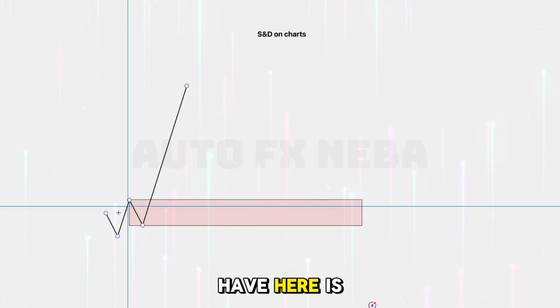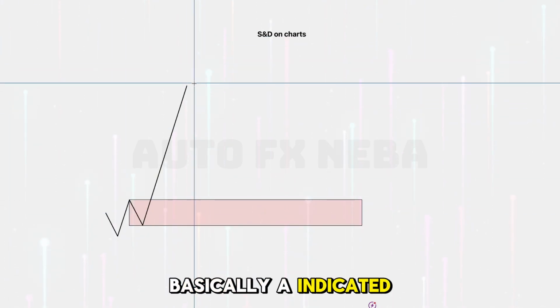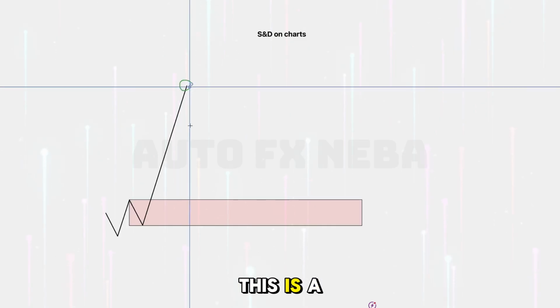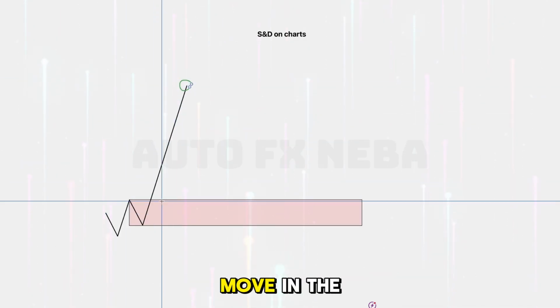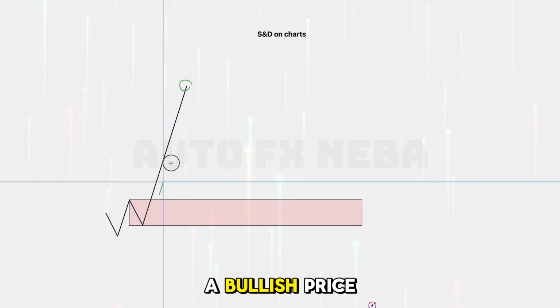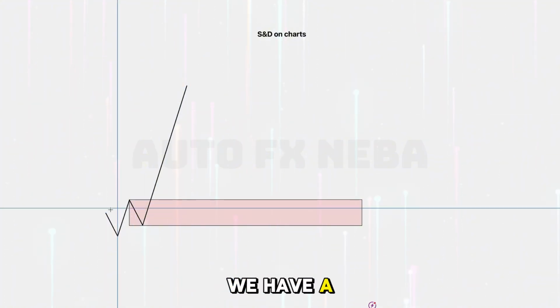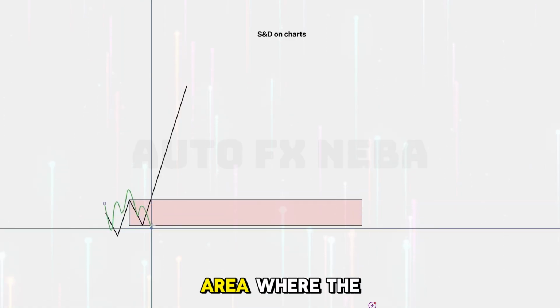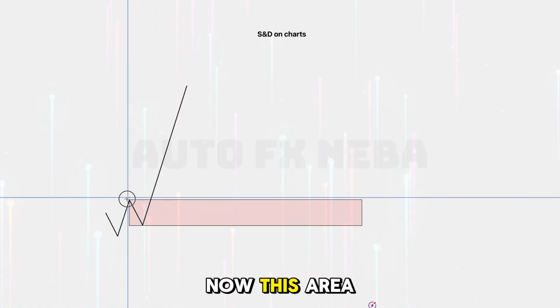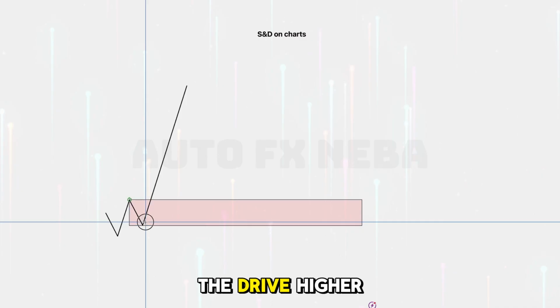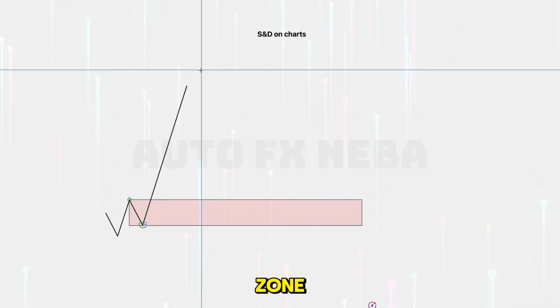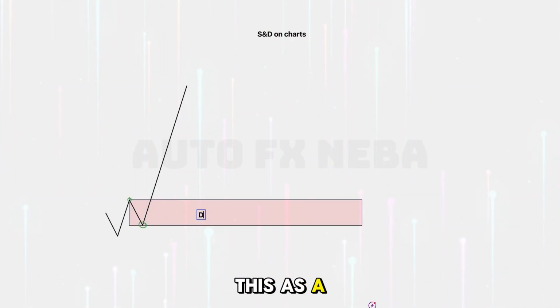So what we have here is basically an indicated price move. So just imagine this is a candlestick movement or a price move in the market. This is obviously a bullish price move because the market's moved up. And at the start of the price move, we have a small kind of consolidative area where the market moved sideways a little. Now this area here, the consolidation before the drive higher, is a demand zone. So we classify this as a demand.